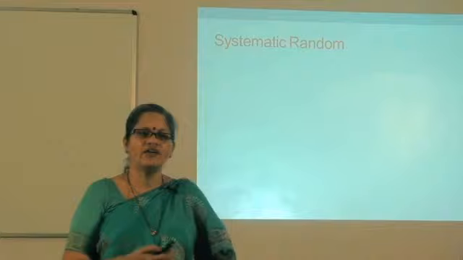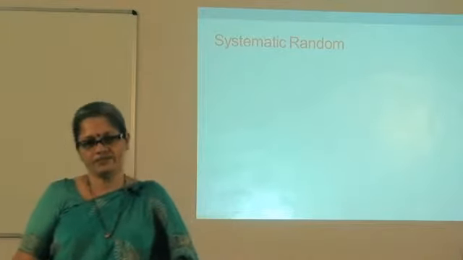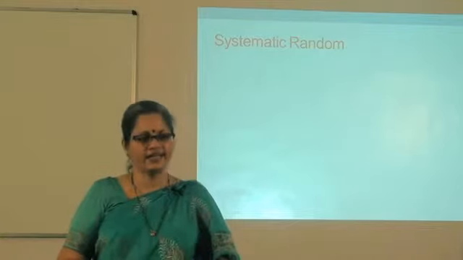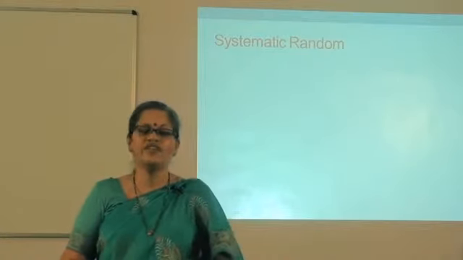What are the limitations? It is time consuming. If your population is large, then it becomes difficult. Then impractical and deviant, because if you have a list of 1 lakh people, and if you want to select 1000, then it becomes very tedious. It is very expensive. So we have to have another type of sampling, which is called systematic random. It is a little bit of modification of random.